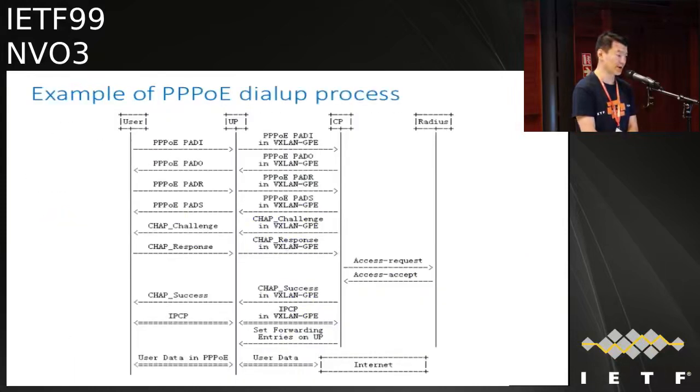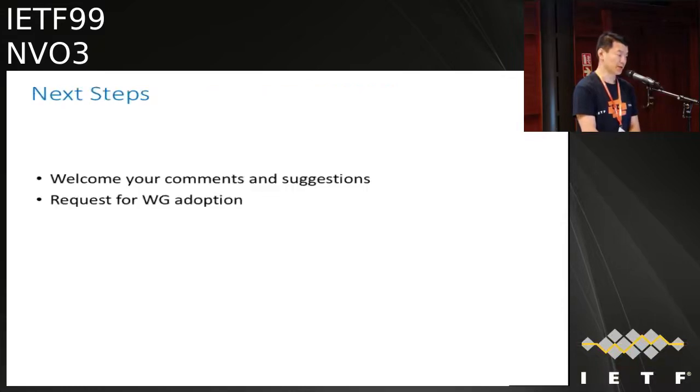Here is an example of the PPPoE process. I hope it's helpful for understanding the CU separated vBNG and how the new architecture works. I will skip the details, and anyone interested can read the details in my draft. For the next step, we welcome your comments and suggestions, and we request working group adoption. Thank you. Any questions? Okay, all right. Thank you.